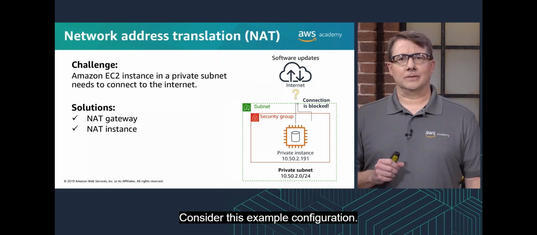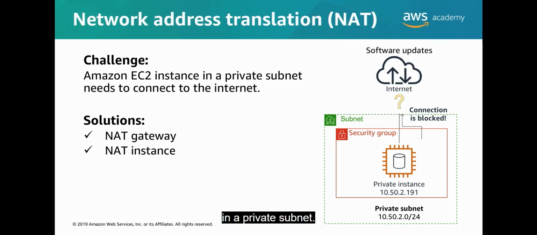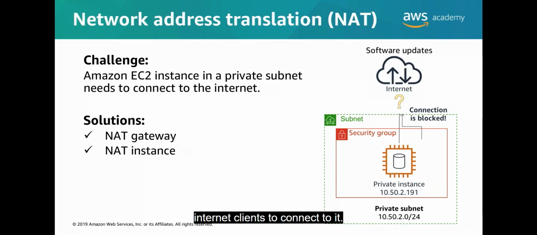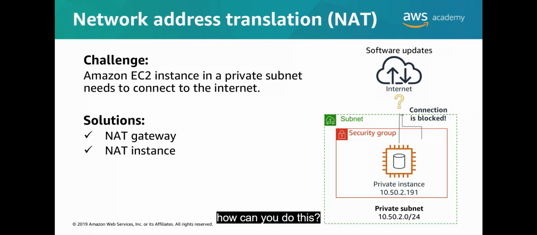Consider this example configuration. Imagine that you have an instance with a standalone database that runs in a private subnet. You want to apply a software patch to the database. However, the private subnet prevents you from accessing the internet to download the patch. You cannot put the instance in a public subnet because you do not want internet clients to connect to it. However, you need a way to connect from the instance to the internet. How can you do this?